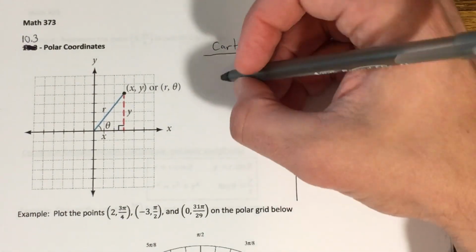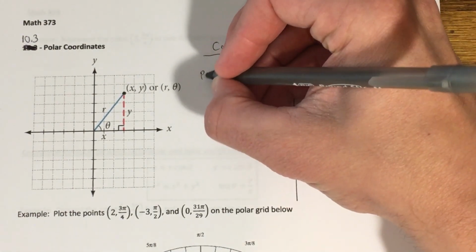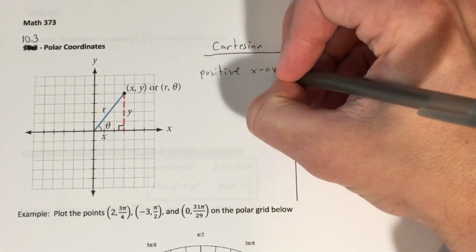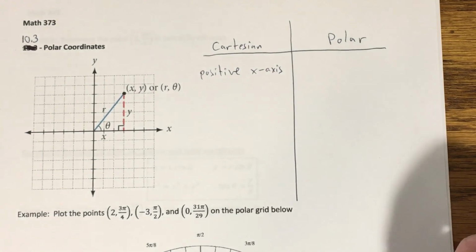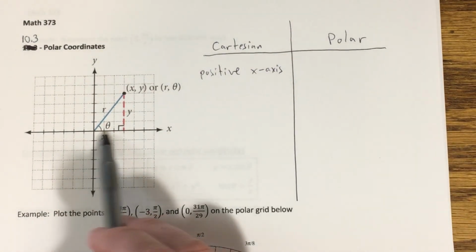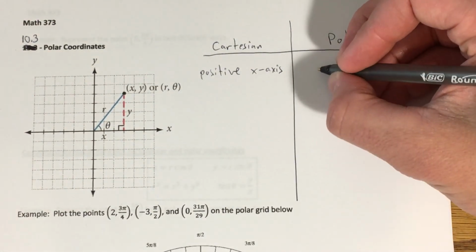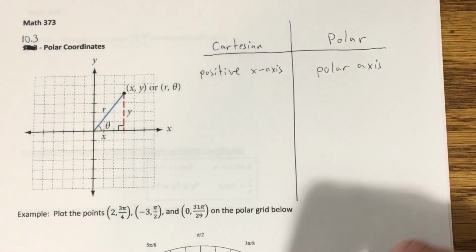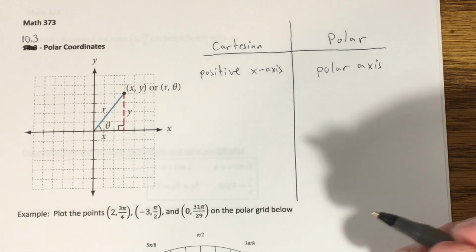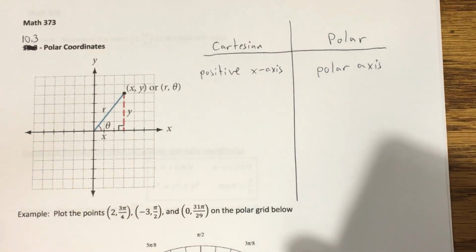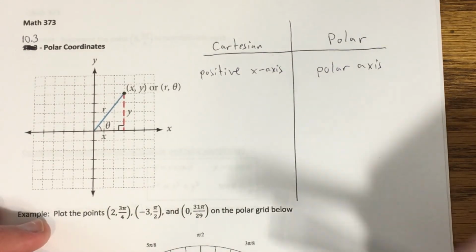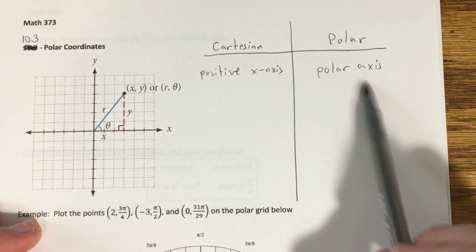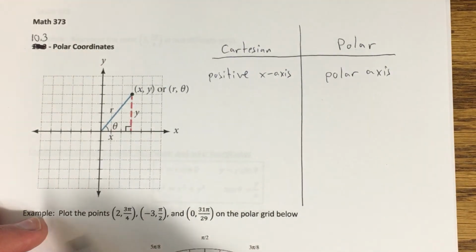So in Cartesian coordinates, for example, the positive x-axis is simply that. We call it the positive x-axis. That's this part of the x-axis. In polar coordinates, we refer to that as the polar axis. So when I was going through this example down here where I was plotting these points, I used the terms x-axis, y-axis, stuff like that. But from here forward, when I'm in polar coordinates, I'm going to be calling the positive x-axis the polar axis. That's the axis that we measure theta against.